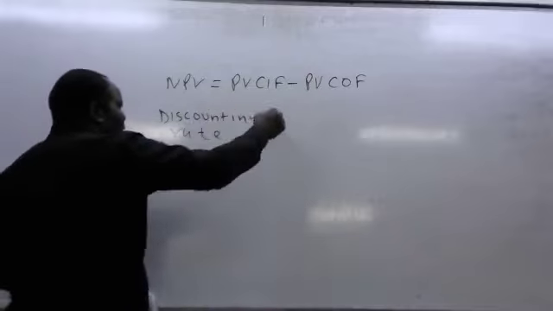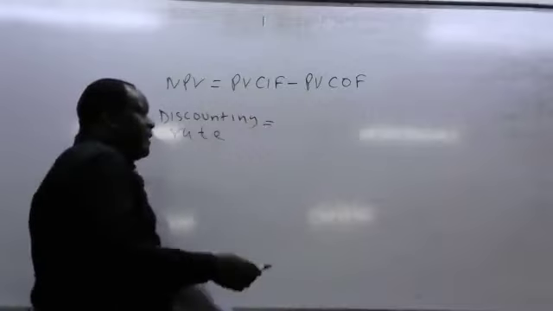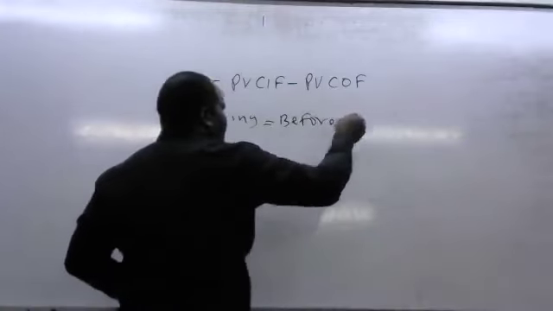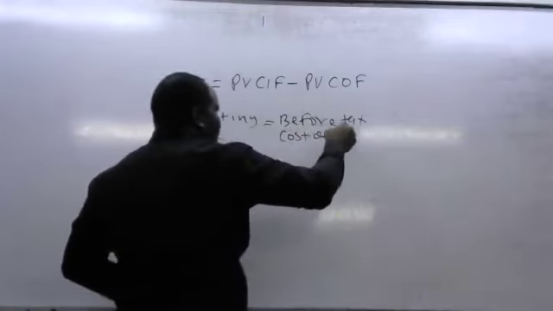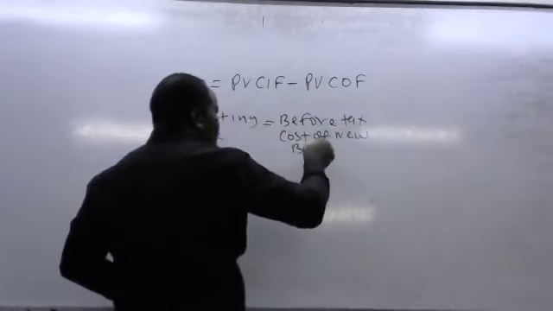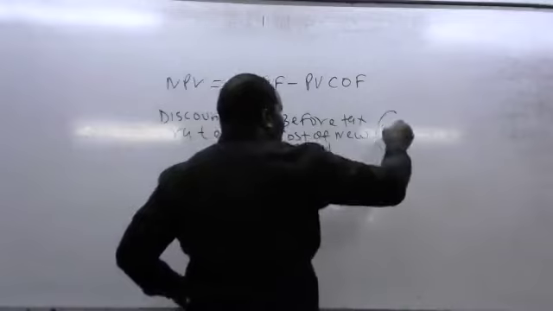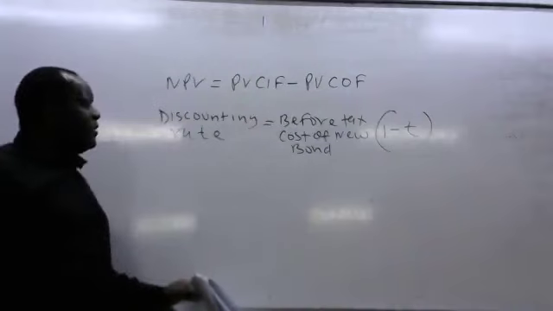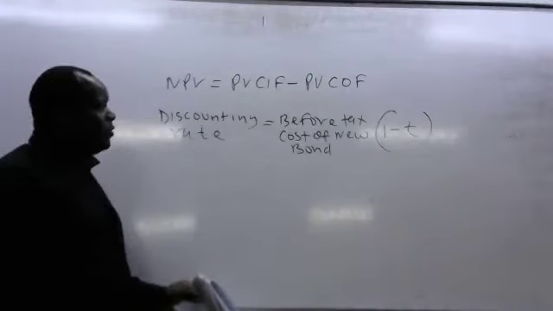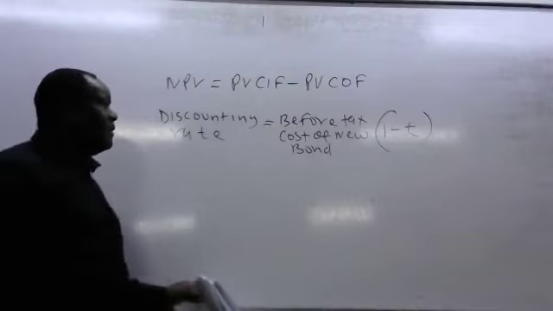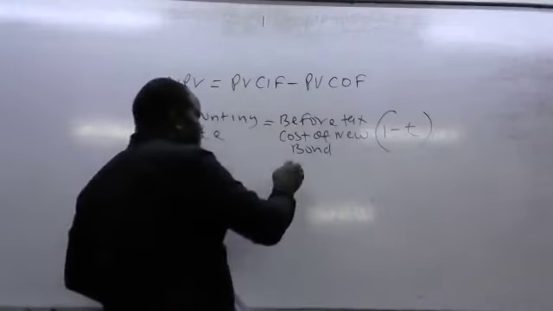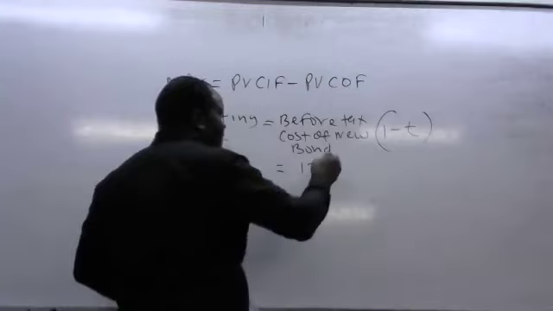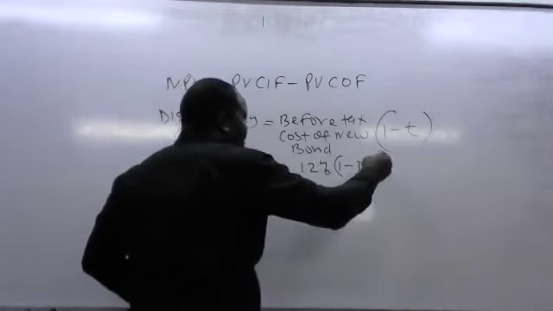To compute the discounting rate, it is simply the before tax cost of the new bond, then we multiply by 1 minus the tax rate. The before tax cost of the new bond was the interest rate of the new bond. You remember the 12%? So 12%, times 1 minus the tax rate.